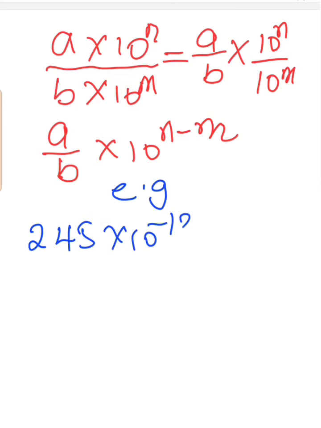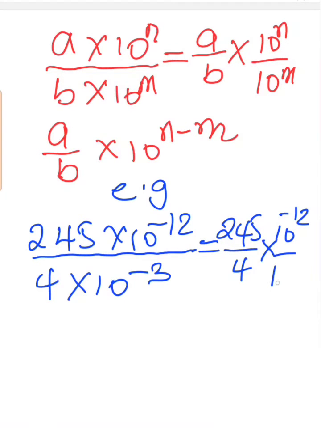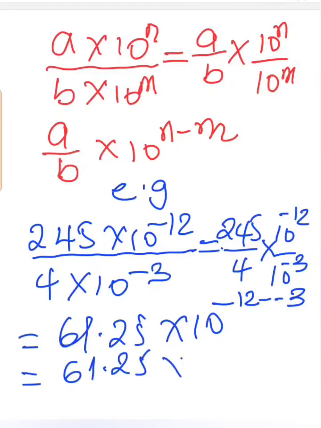245 times 10 to the negative 12 divided by 4 times 10 to the negative 3, I would get 245 all over 4 times 10 to the negative 12 all over 10 to the negative 3. And 245 divided by 4 gives 61.25 times 10 to the negative 12 minus negative 3. In the end, I have 61.25 times 10 to the negative 9. Negative 12 minus negative 3 should give negative 9.